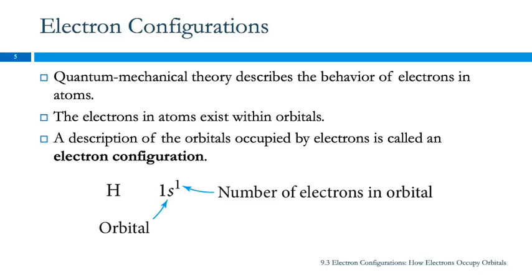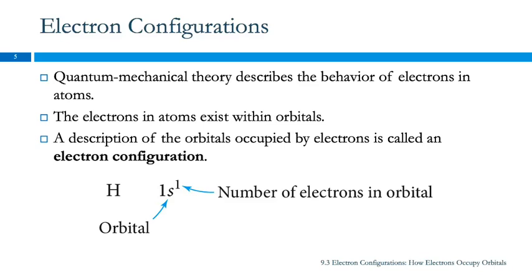So, electrons in atoms exist within orbitals, right? The orbital is a region of probability of finding the electron. I think the best way to think about an orbital is that it is the standing wave of the electron. The electron is a wave and a particle, and we can think of it as forming a standing wave, and that standing wave is the orbital.